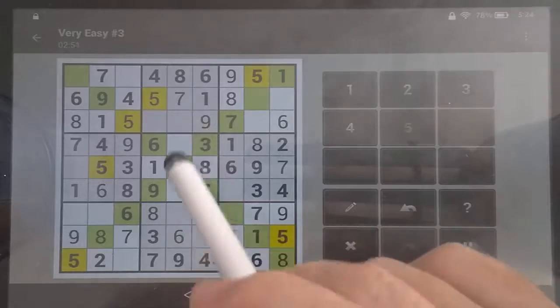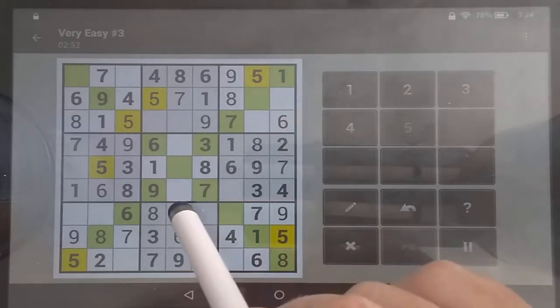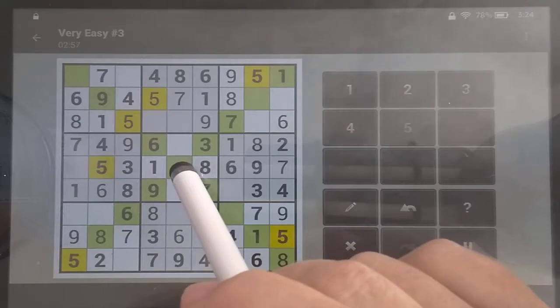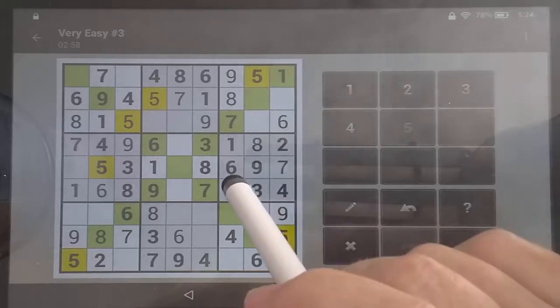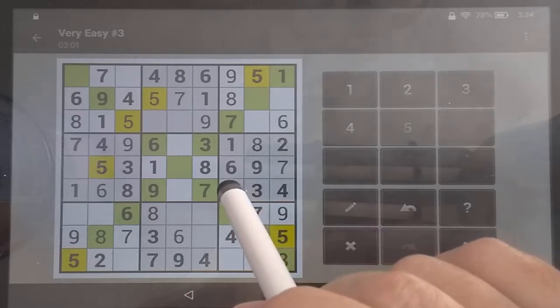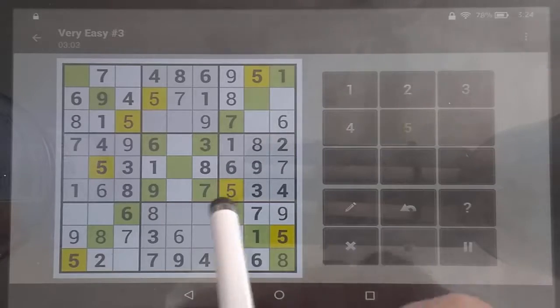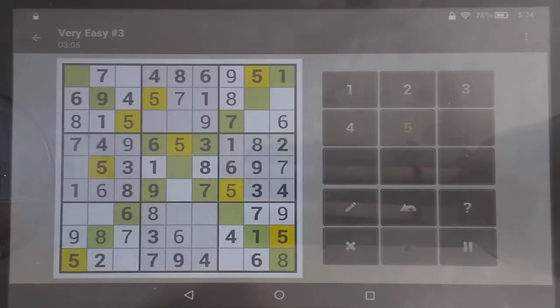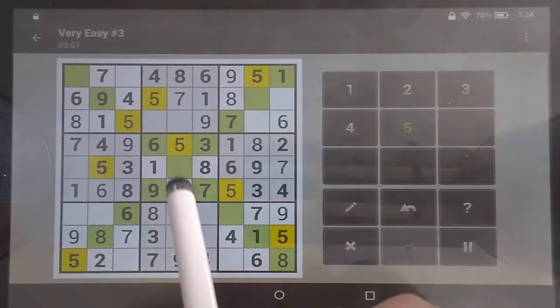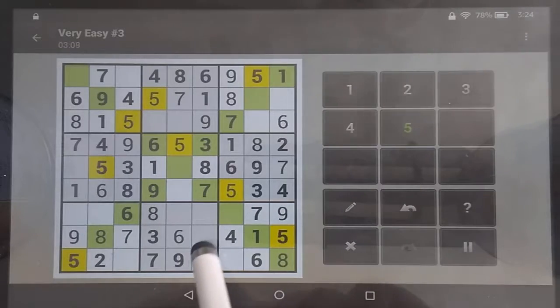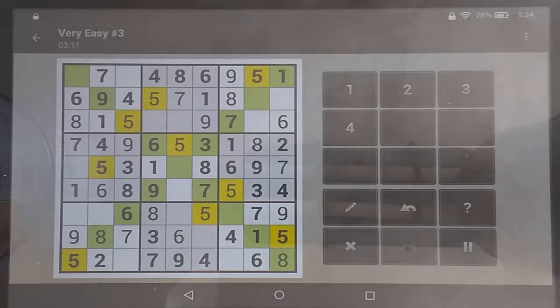This 5 has to be in this middle column. It cannot be here. It cannot be here because even though I haven't placed the 5 yet, it clearly goes there. That's the last spot. So that's where that 5 goes. That's now blocked. That's blocked. So there's that 5.